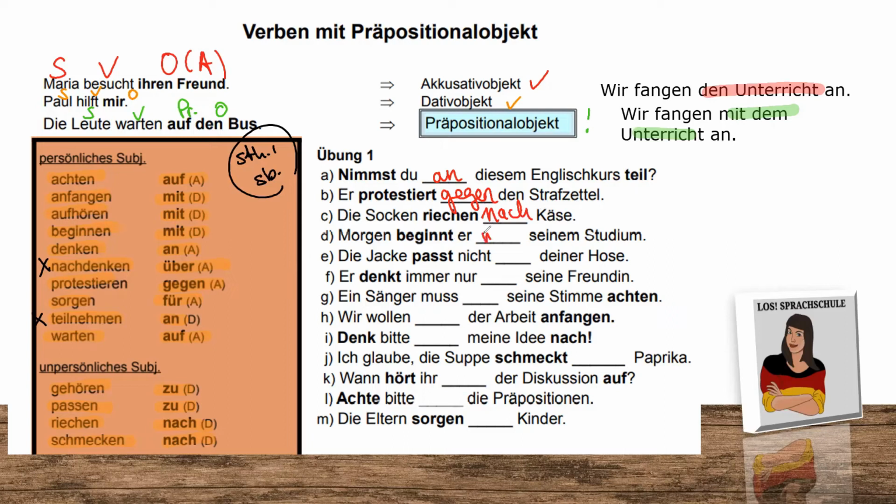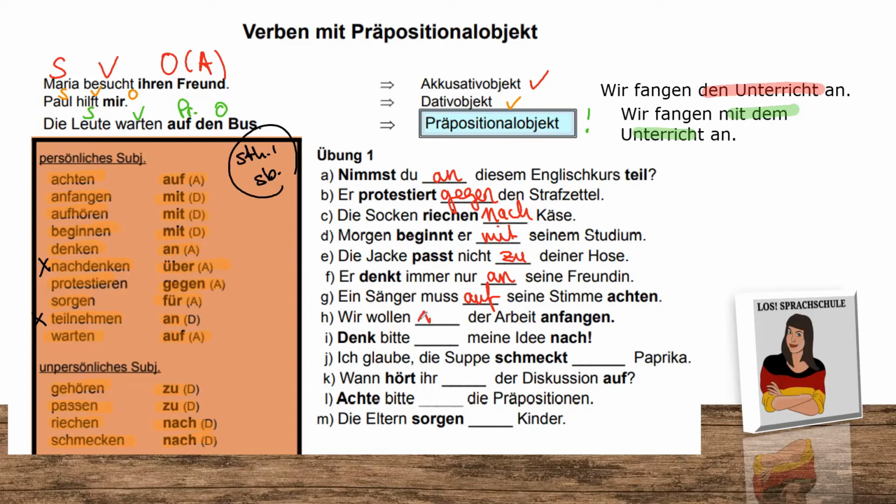Morgen beginnt er mit seinem Studium. Tomorrow he starts with his studies. Die Jacke passt nicht zu deiner Hose. The jacket doesn't fit with your pants. Er denkt immer nur an seine Freundin. He always thinks about his girlfriend. Ein Sänger muss auf seine Stimme achten. A singer has to take care of or pay attention to his voice.